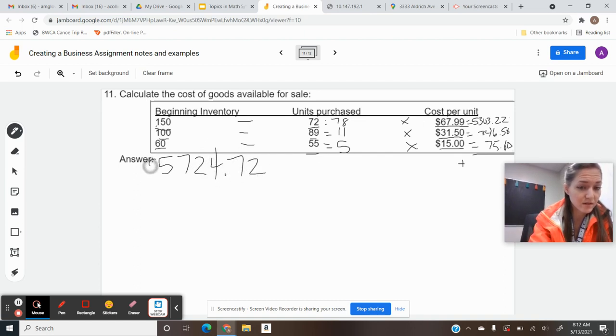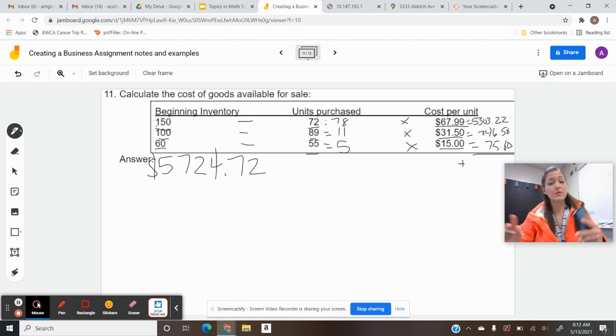$5,724.72. So that's the value of all the goods that we are hopefully going to sell but haven't sold yet in our store. So if our store burned down or something crazy like that happened, we could report to our insurance company and be like, hey, we had $5,724.72 worth of inventory in this store.